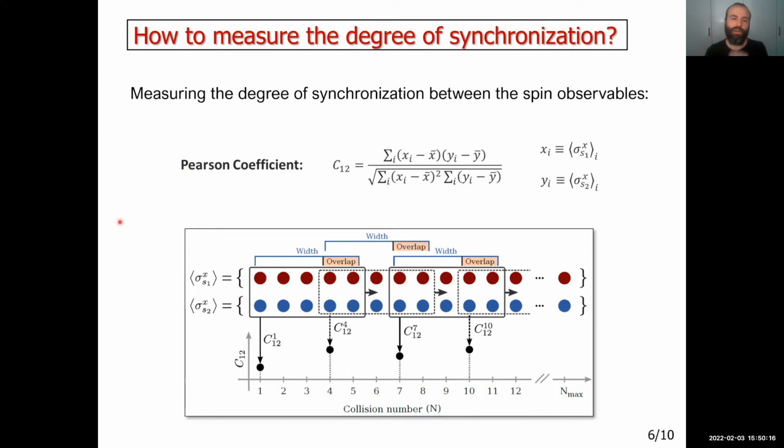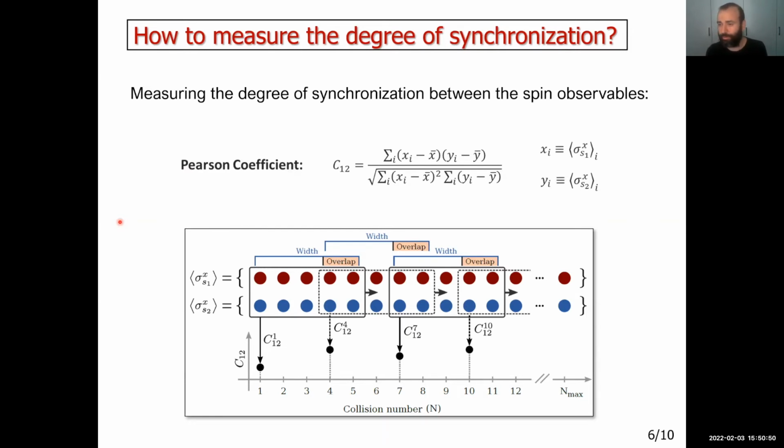First of all, to quantify the degree of synchronization between the spin observables, we use a standard tool from statistics known as the Pearson coefficient. This coefficient basically measures the association between the discrete variables x and y. And in our problem, these discrete variables will be the expectation values of the local spin observables sigma x S1 and sigma x S2.